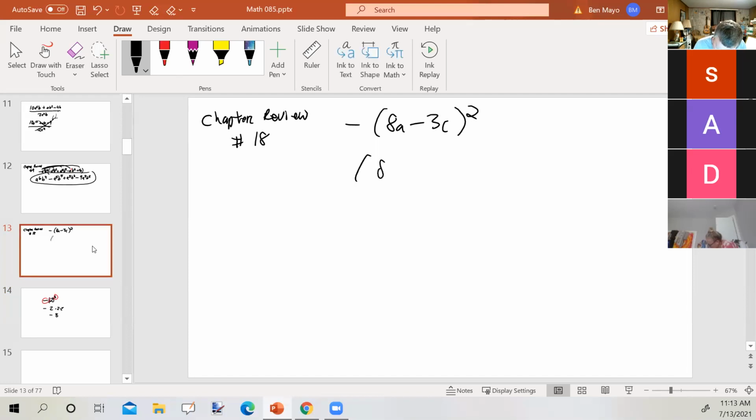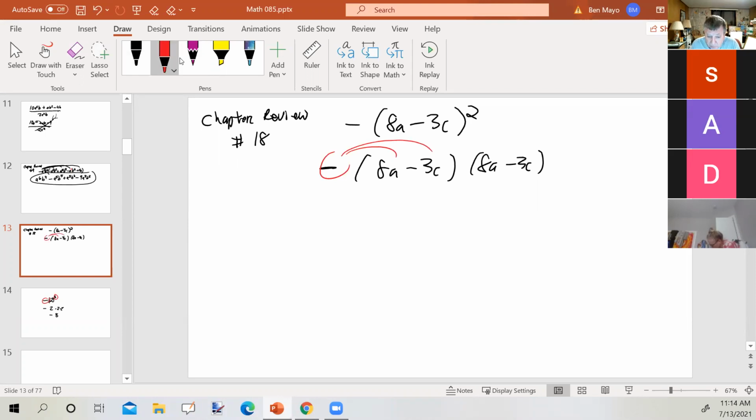Basically, what we've got is 8a minus 3c times 8a minus 3c, but at the end, there's this negative sign attached. Okay, now here we have a couple of choices. We could take this sign and distribute it to the first group, and then take the result and just multiply that by the second parentheses. Or we could multiply the two parentheses together, because technically we should do the multiplication first. And I'm going to do that second one.